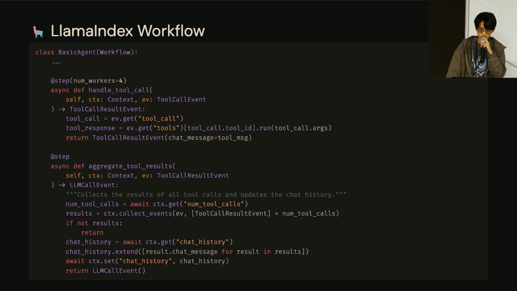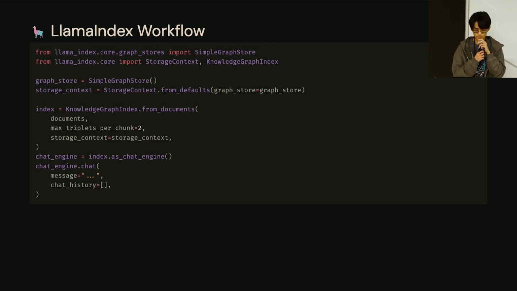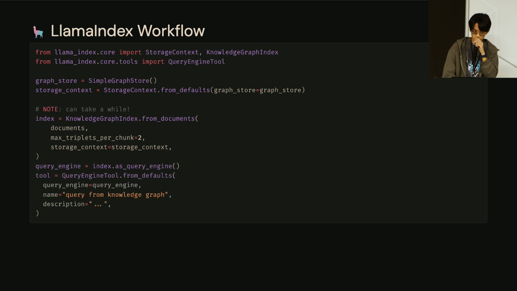And in the tool call event, in LlamaIndex we can set the number of workers to any number so that they can run in parallel. Also, for example, we can embed a Neo4j vector store in our tool call. You can see here we just import from LlamaIndex, and we also have many other vector store supports.